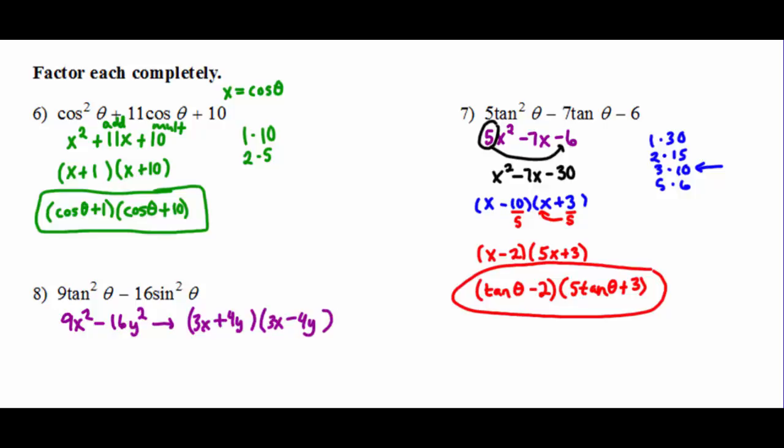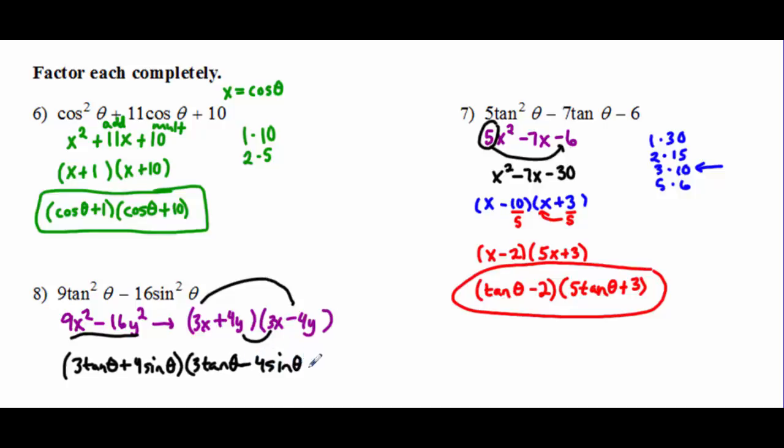And so what happens is that if I were to FOIL this now, my outer and inner terms would cancel out, which is how we end up with only 2 terms here to start off with. So it's called the difference of 2 squares. I'm subtracting 2 things that I can square root, and so that's what I get. Now I'm going to change back to tangent and sine. Make sure you change x to tangent and y to sine. So this is 3 tangent theta plus 4 sine theta, and then 3 tangent theta minus 4 sine theta. And if you put those in the opposite order, that's fine. That's still the same thing, but that's how we factor.